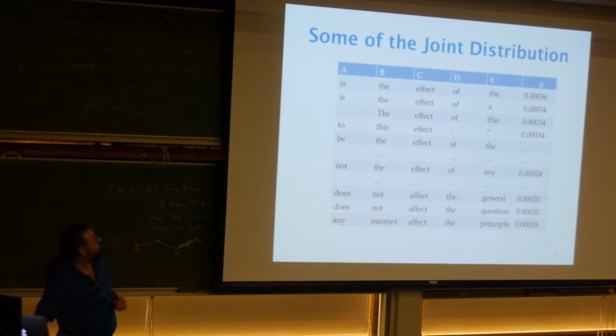Okay, so this is what the joint distribution would actually look like. I'm sorry, let's call it 10 or 12 most highly weighted rows. The most common combination is the effect of the. None of these are very frequent, because of course there are many combinations of 5 English words. But this is what the distribution looks like, and like I said, it has on the order of 100,000 rows in it that have non-zero weight. So this is the joint distribution.